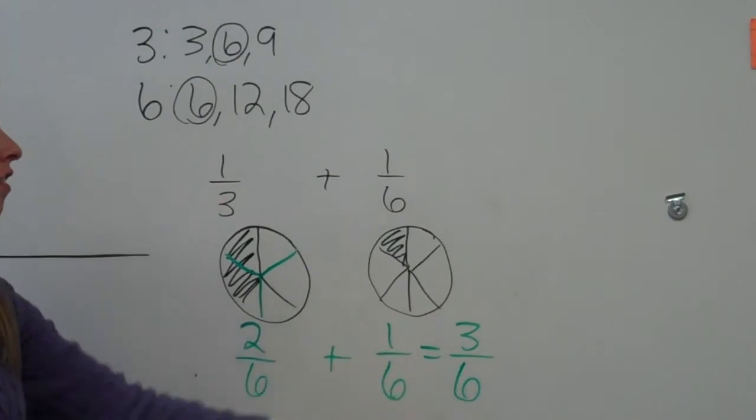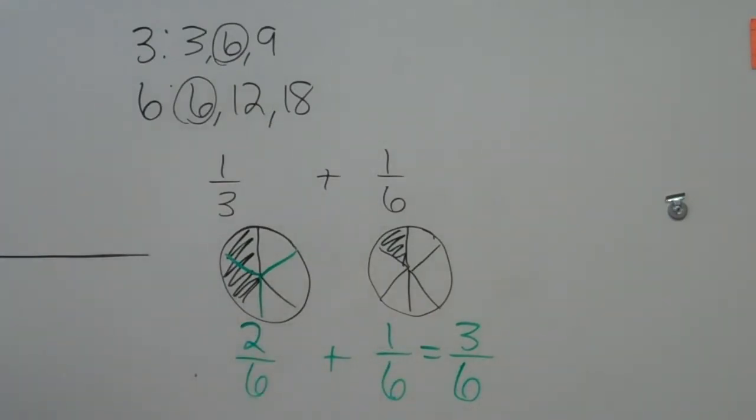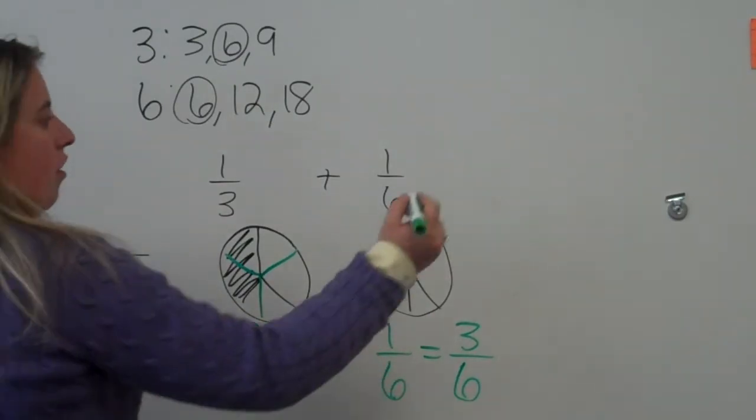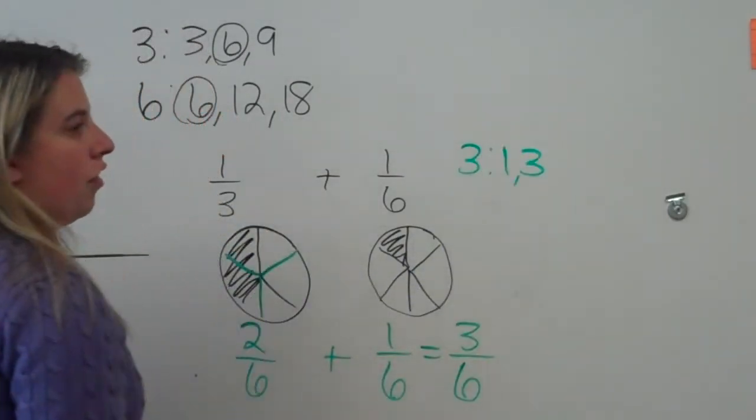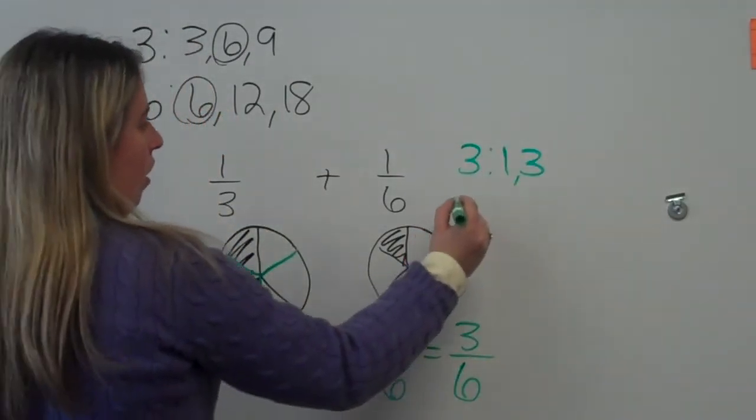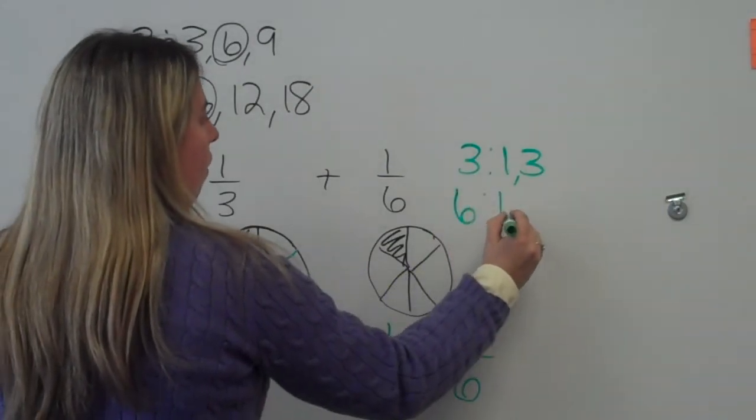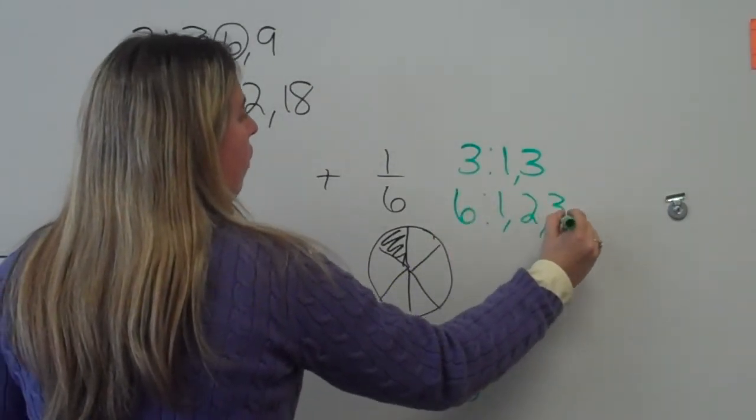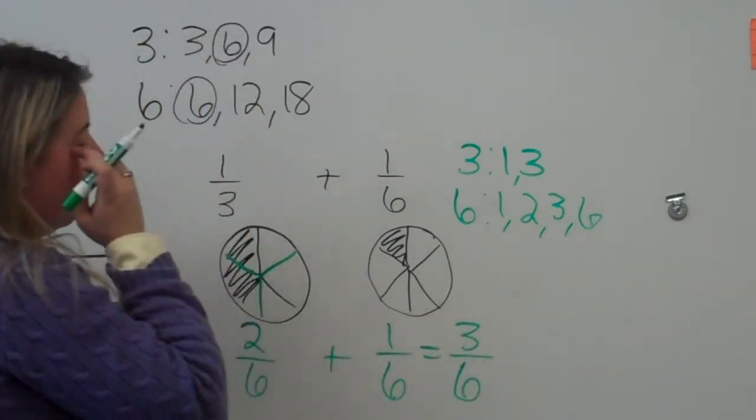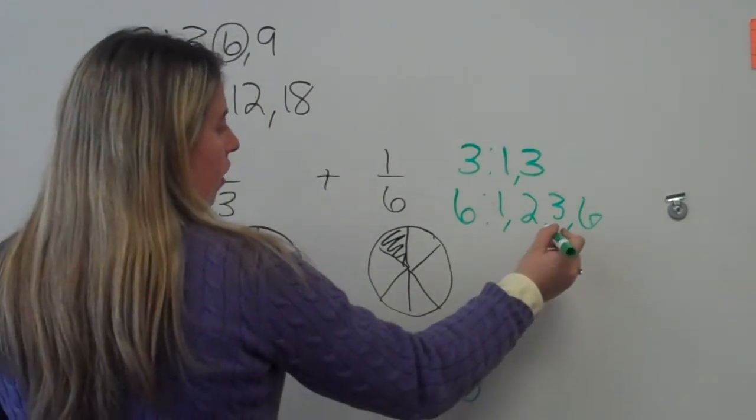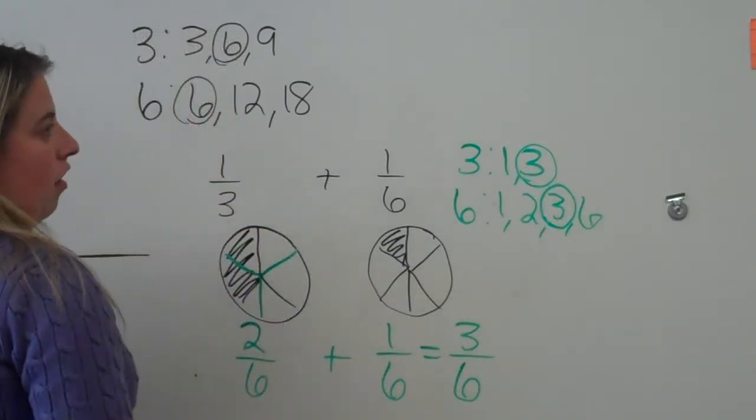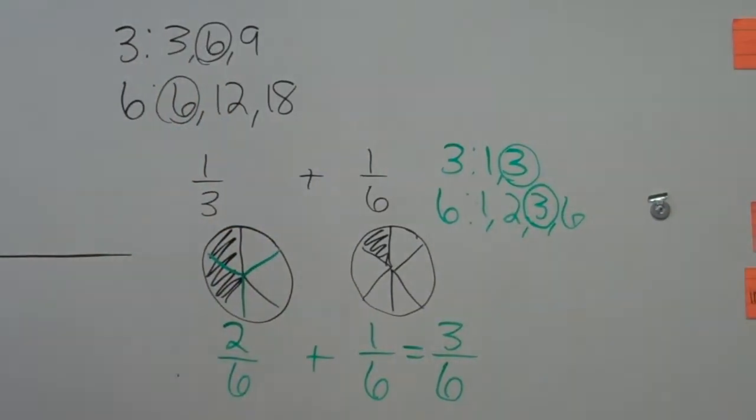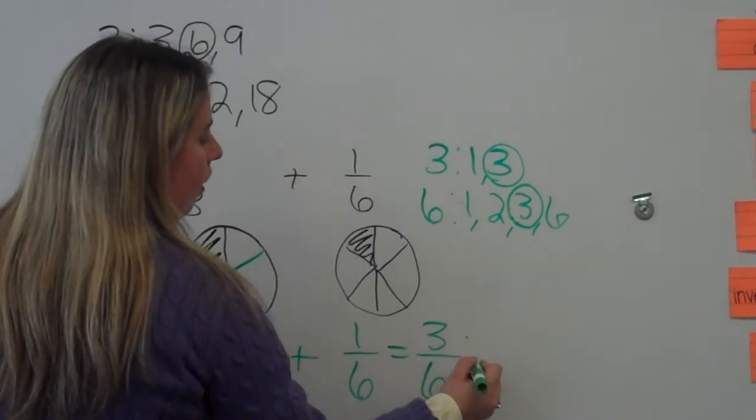Now, if I look at 3 and 6, I know that they have a common factor. The factors of 3 are 1 and 3, because 3 is a prime number. The factors of 6 are 1, 2, 3, 6. The common factor is 3, and that's the greatest. So I'm going to divide by 3 because I am reducing.